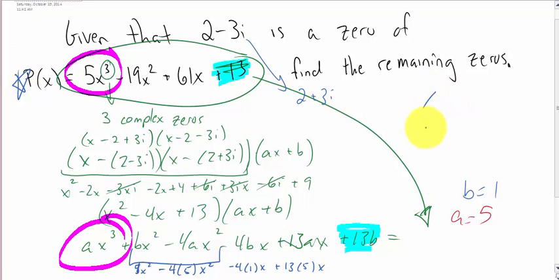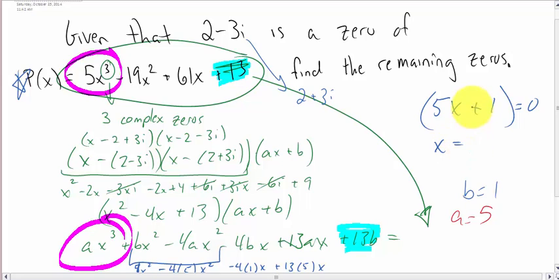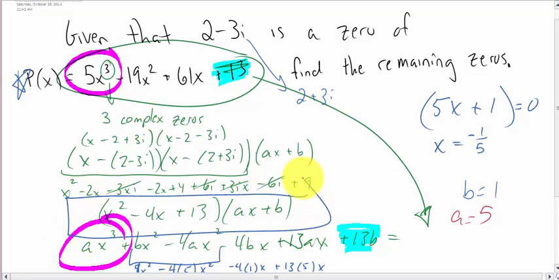So what we now know is our missing factor is 5x plus 1, which means for our missing zero, we want to set that equal to 0, x equals negative 1/5. And there we go. There's our missing 0. Like I said, we could have done long division at this point to find our missing factor, but I chose to go a different route. Multiple approaches to the same problem.